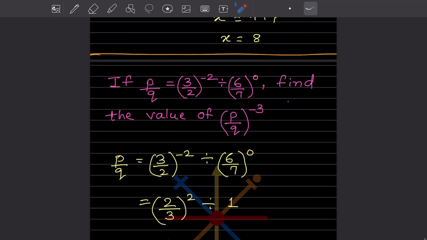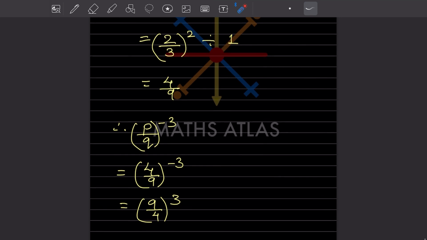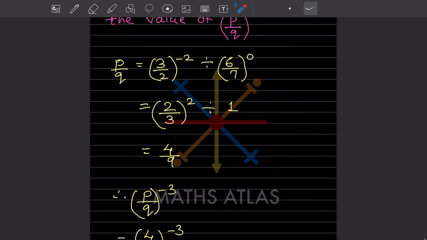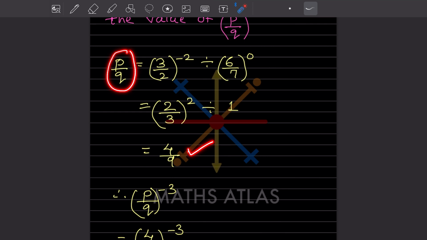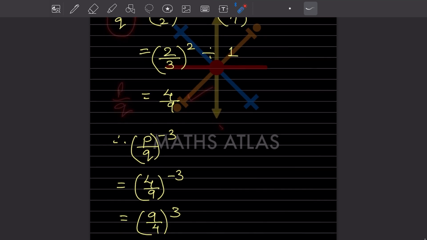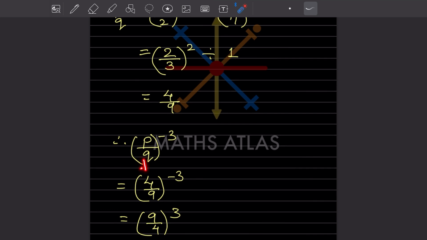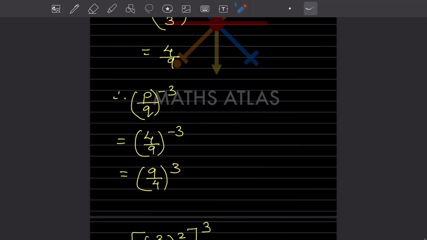So now what do you want over here? They asked for p by q raised to here. This is minus 3. So this is the question we want, and whatever value we got, this is the value of p by q. You can write here p by q if you want. So p by q, so we wrote here 4 by 9 in place of p by q, and this is negative 3. But whenever the exponent is negative, we make it positive. So what did I do here? I flipped this one over. So 9 by 4, and this became positive.